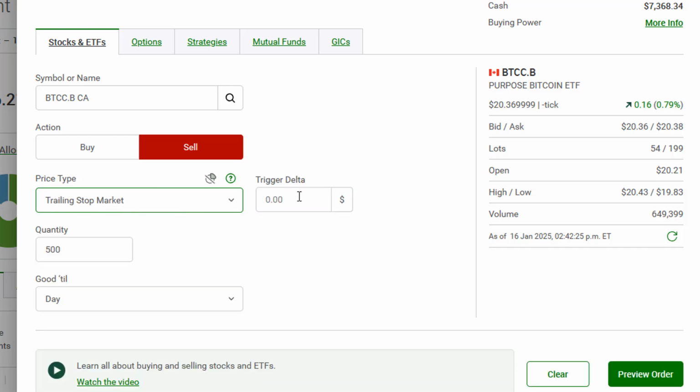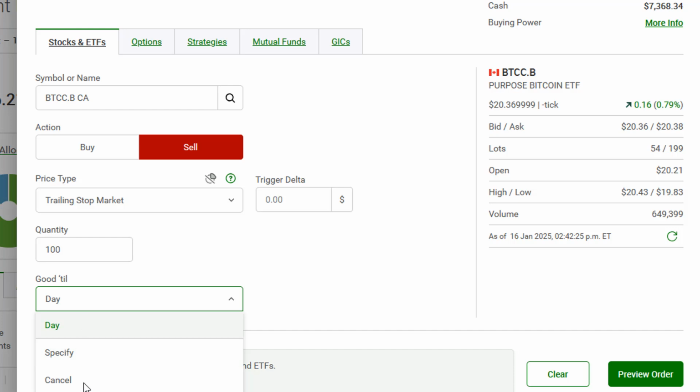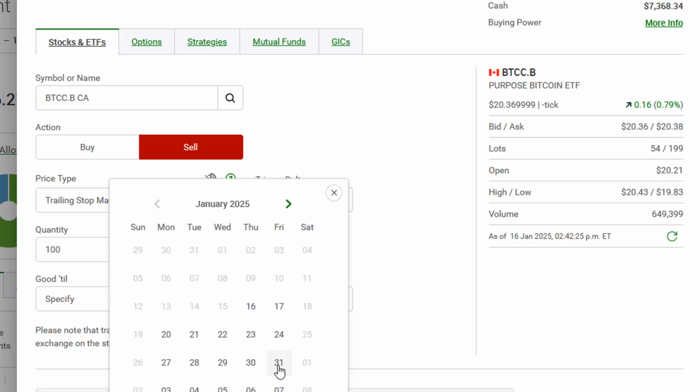Now they call it trigger delta here, which is the trailing amount. So they just named it differently. And again, you can choose dollar or percentage. I want to get rid of 100 shares, not all 500. And good until, well, I can choose a specific day. Let's say I don't want this order to carry out after this month or the end of the year. So I'll just say maybe January 31st.